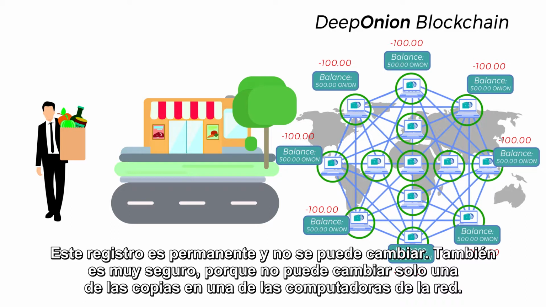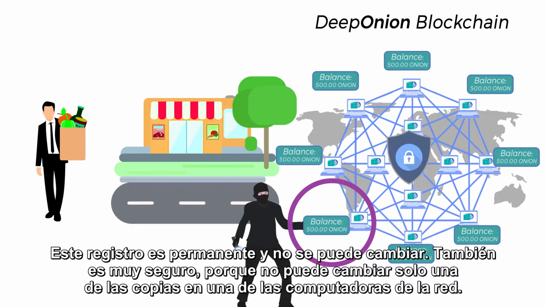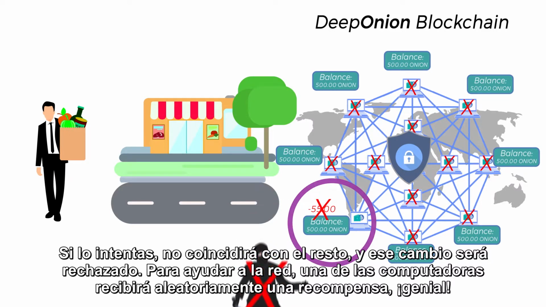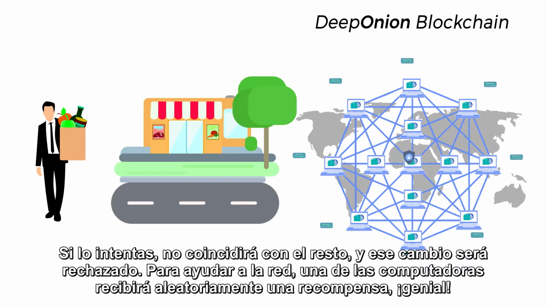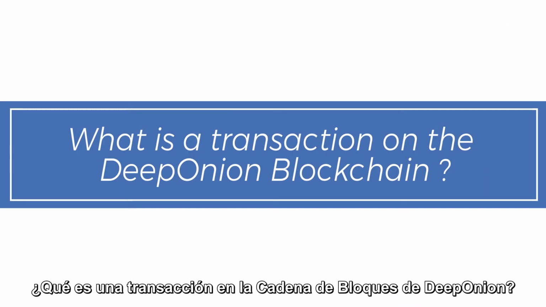This record is permanent and can't be changed. Also, it is very secure because you can't change just one of the copies on one of the computers in the network. If you try to, it will not match the rest of them, and that change will be rejected. For helping the network, randomly, one of the computers will be given a reward. Pretty cool. What is a transaction on the DeepOnion blockchain?